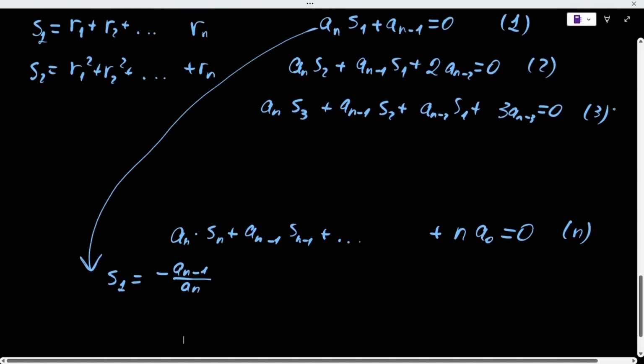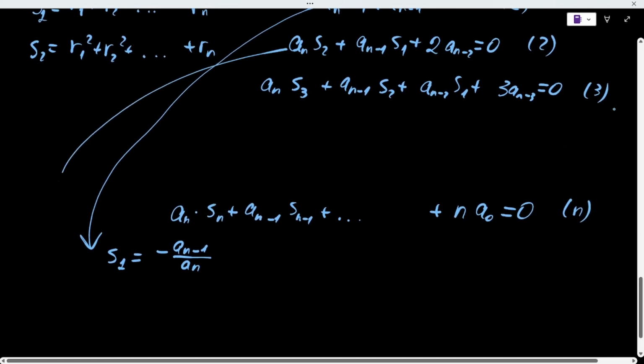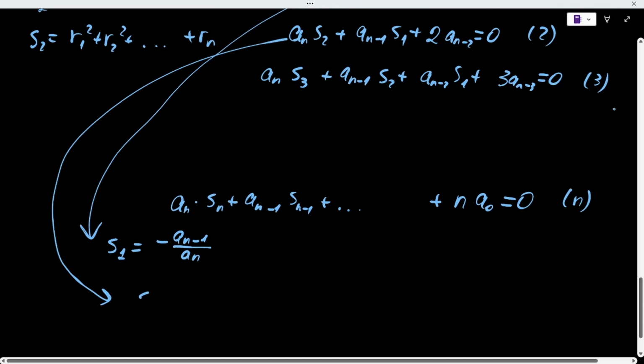Now let's prove the second level. The second level tells us that if we divide every term by An, S2 plus An minus 1 over An times S1 plus 2 times An minus 2 divided by An equals 0.